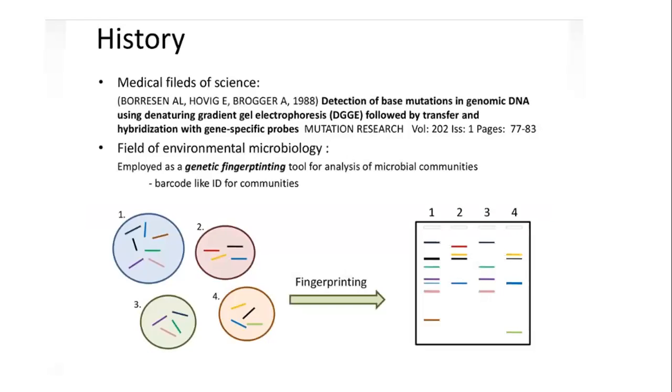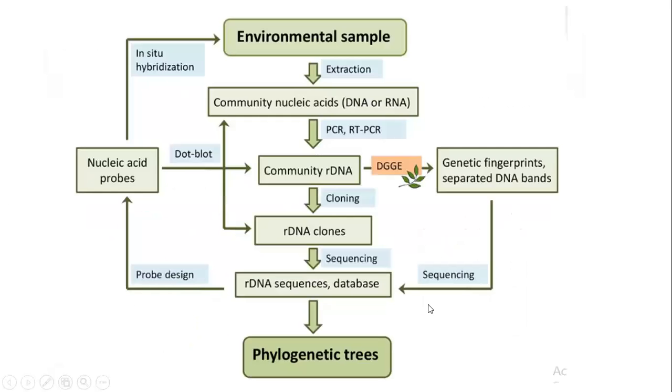It was first used for the detection of base mutation in genomic DNA using denaturing gradient gel electrophoresis, followed by the transfer and hybridization with gene specific probes. And this was published in Mutation Research, and this type of fingerprinting was obtained due to the molecular separation of the DNA or nucleic acid on the gel matrices.